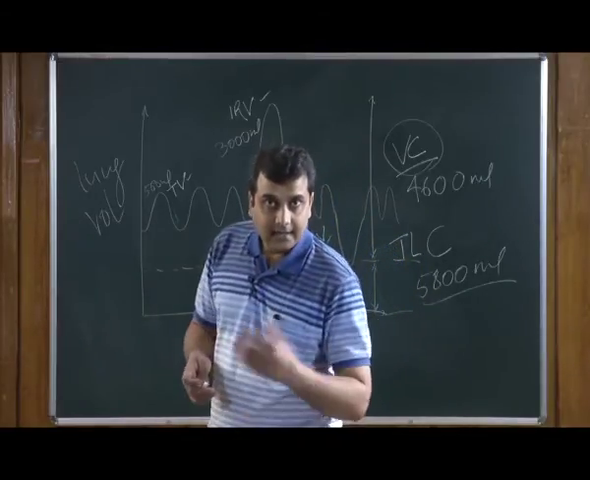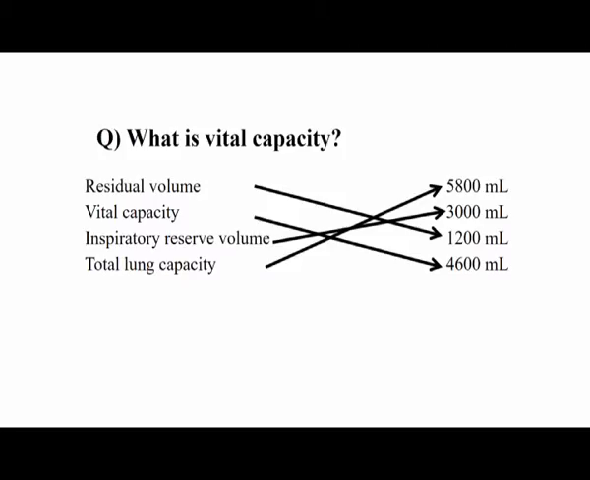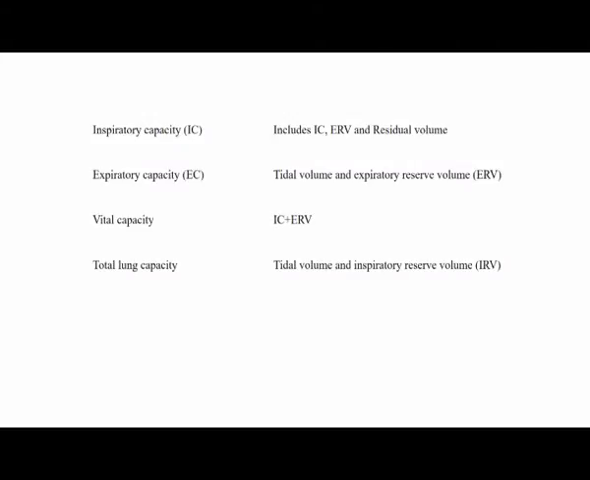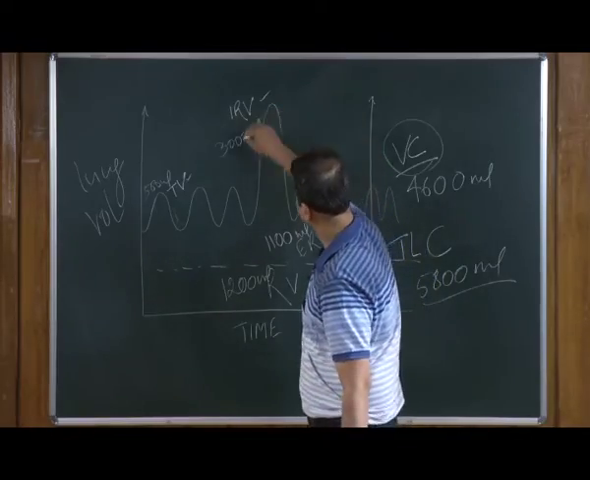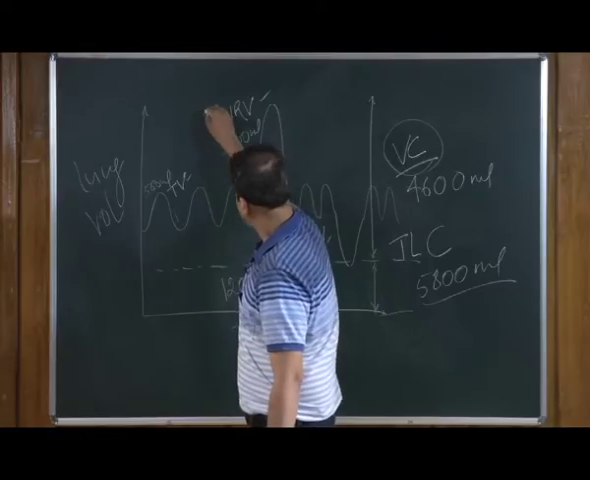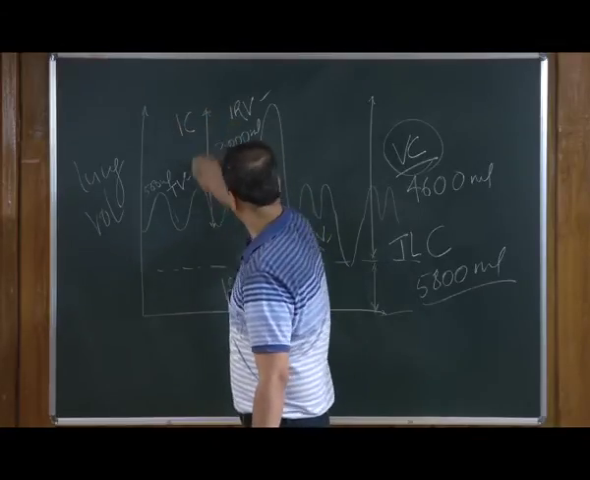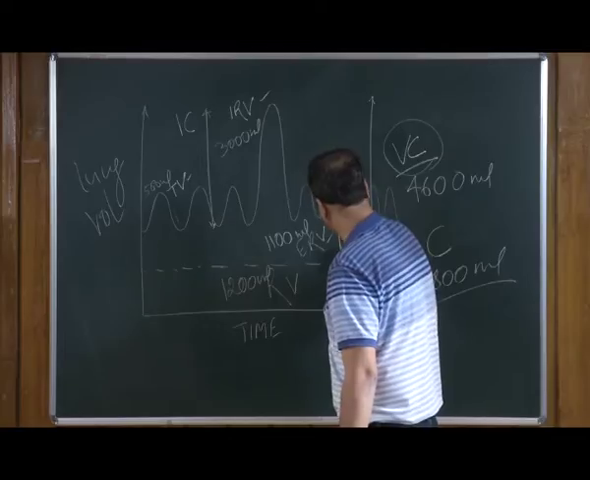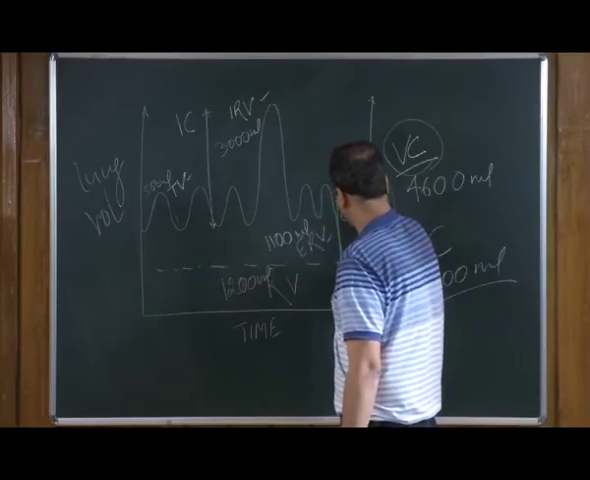So, next in continuation to this one, I just noted down in one slide that we have two capacities, inspiratory capacity and expiratory capacity. Expiratory capacity is the tidal volume plus expiratory reserve volume, and the inspiratory capacity is tidal volume plus inspiratory reserve volume. So, if we add these two, we call it inspiratory capacity. If we add these two, we call it expiratory capacity.